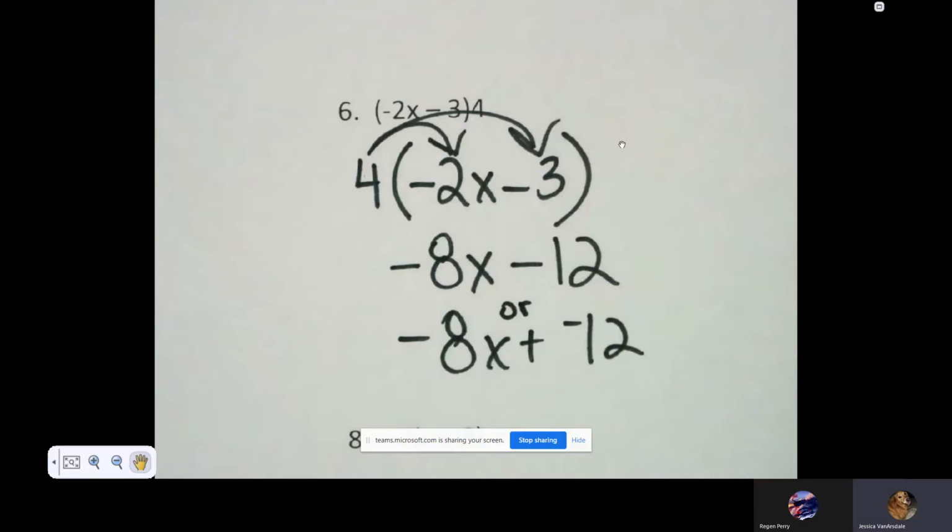So 21 is our multiplier. We're going to distribute negative 21 to both. This one's pretty easy. What are we going to get? Negative 21 plus x plus negative 21. Yeah, that's pretty much it. That one's easy.